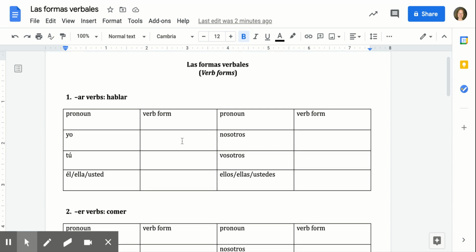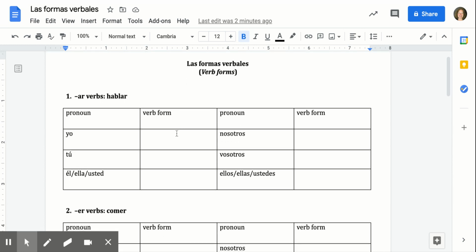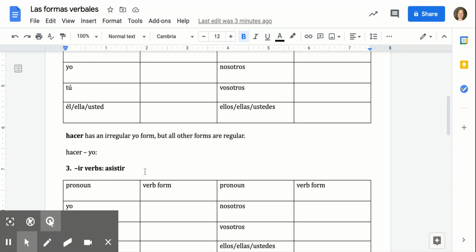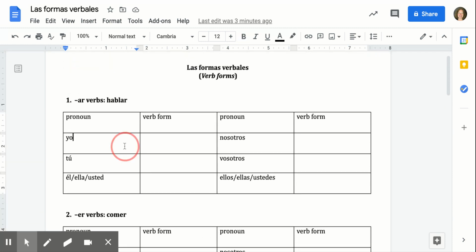Starting on verb forms. So last week we saw that the yo form ends in O, and that is in the Ed Puzzle video. And we saw that to change it into the yo form, we drop the AR, the ER, or the IR, and we add the yo ending. I'm just going to start typing it here. So the yo ending is O for all 3 of those kinds of verbs.